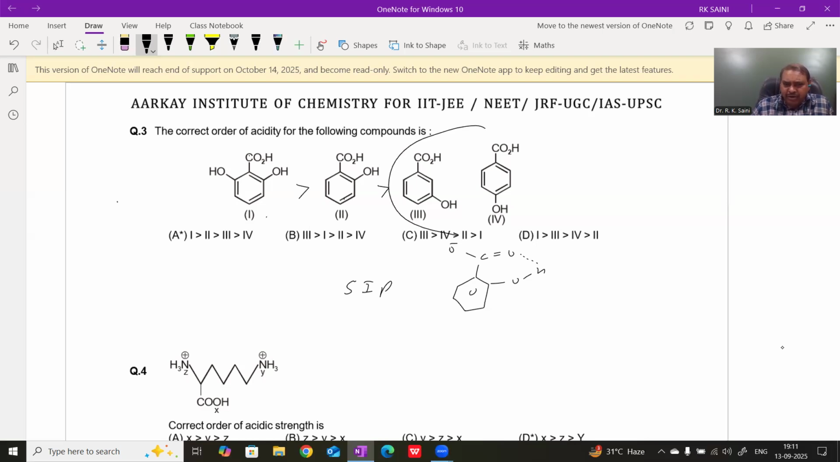Now consider question number third and fourth. At the para position, due to the plus M effect of the OH group, it raises electron density at the ortho and para. Therefore their conjugated base becomes less stable. But when the OH group is present at the meta position, its minus I effect is dominant, and hence its acidic strength is greater than para. It means para hydroxybenzoic acid is a weak acid, and hence the order given is the correct acidic strength. Now question number next.